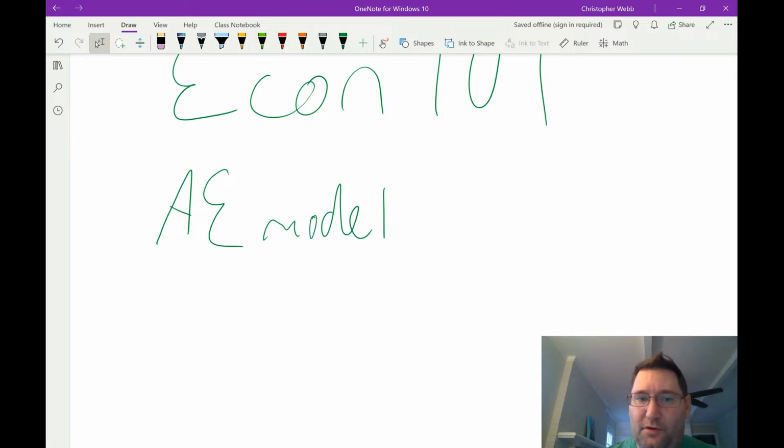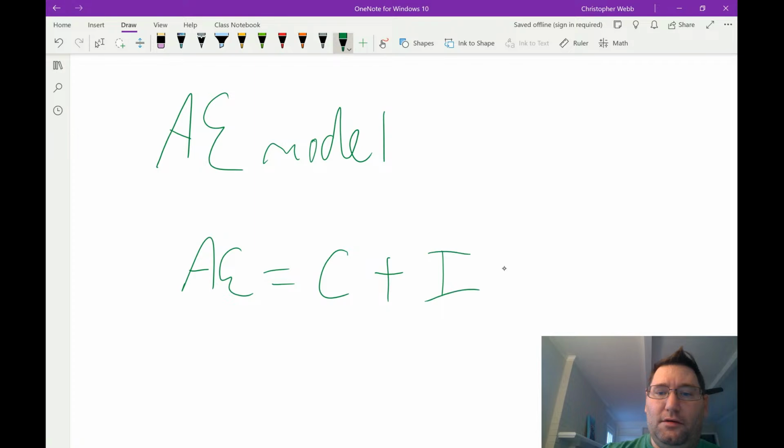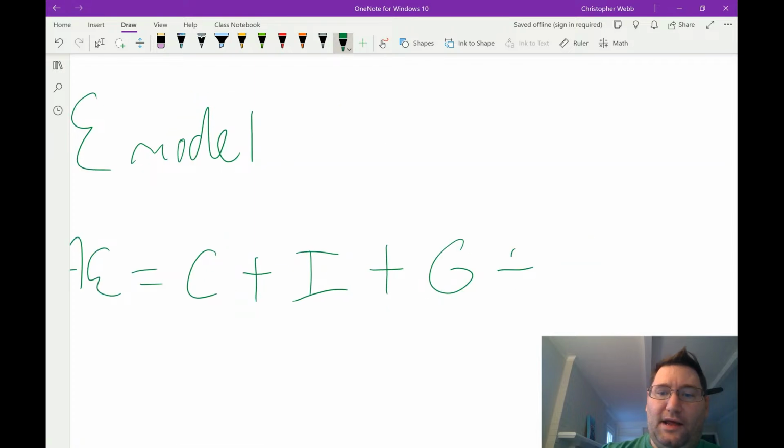Some people don't like Keynes. I'm particularly not a fan, but he did come up with some interesting concepts that allow mathematics to be introduced into economics so that we can really measure things and see the impact of certain things. So the AE model is what we call the GDP model. Basically it's aggregate expenditure equals consumption plus investment plus government spending plus net exports.